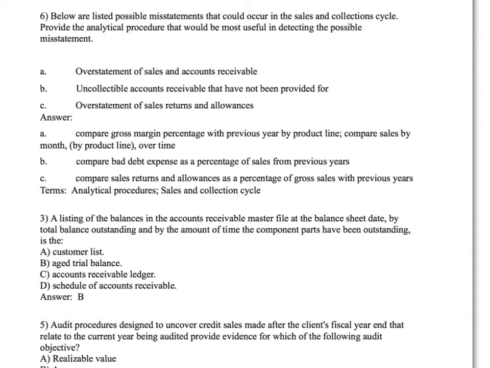And then an overstatement of sales returns and allowances. Compare this as a percent of sales to the previous year. If you just haven't provided enough, then it's going to throw off your analytics when you're looking at a year-to-year comparison. So number 3, a listing of balances in the accounts receivable master file at the balance sheet date by total balance outstanding and by the amount of time the component parts have been outstanding is the aged trial balance.